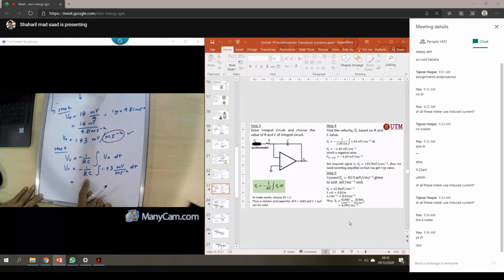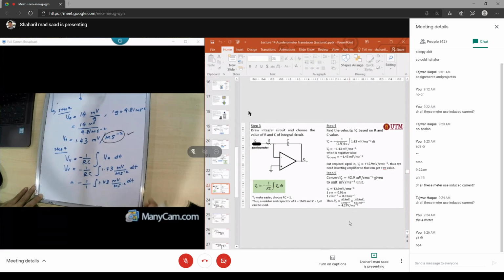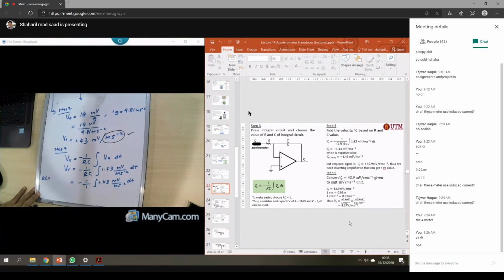So what value are you going to use? It's quite simple, 1 over RC, with 1.43 millivolt per meter per second squared dt. So that means your value for RC is equal to 1. You can take R as 1 mega ohm, and C equal to 1 microfarad.